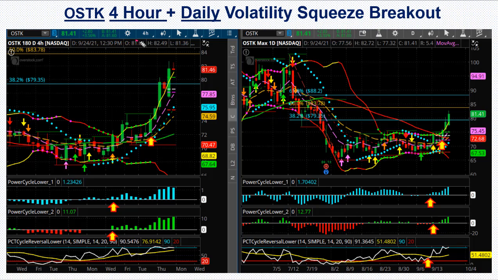So I like the combination of a 4-hour with the daily. So this is an example. This was Overstock. So you can see here, it had a really tight, nice compression squeeze going on the 4-hour, which triggered first, and then that triggered the daily right here. See that compression squeeze, momentum all pointing up, so potential direction was to the upside.